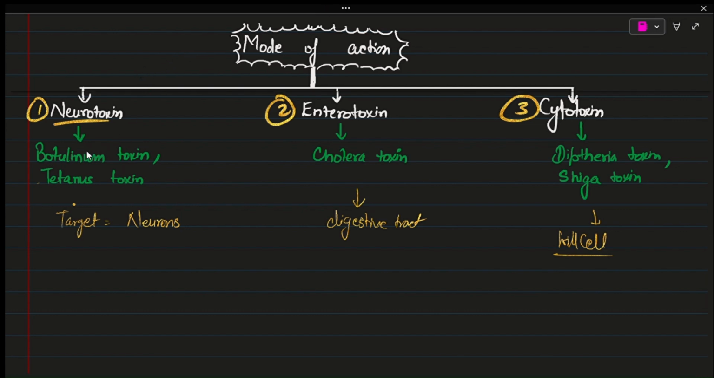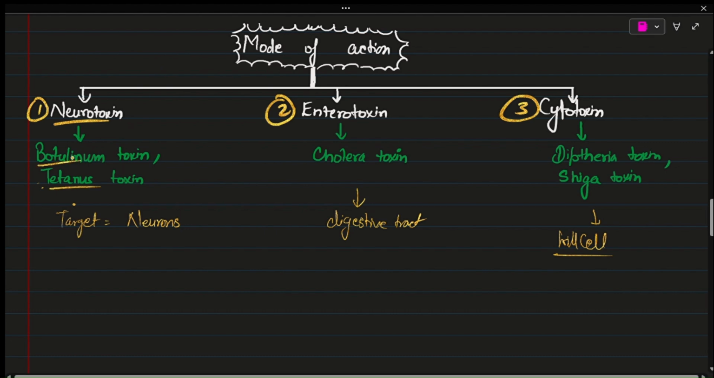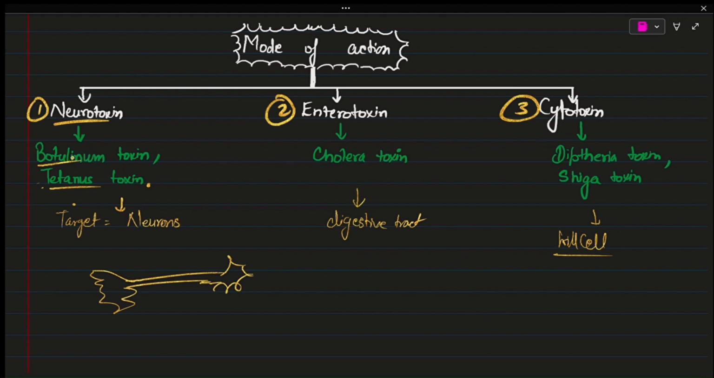So let us start with the examples first. We have botulinum toxin and tetanus toxin, and both of these toxins are neurotoxins. As you must have heard, tetanus toxin goes and binds to neurons. It stops the inhibitory action of the inhibitors which are released by the neurons, thereby causing a paralysis, which I think was called septic paralysis.